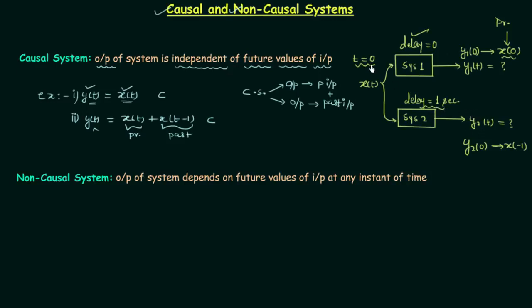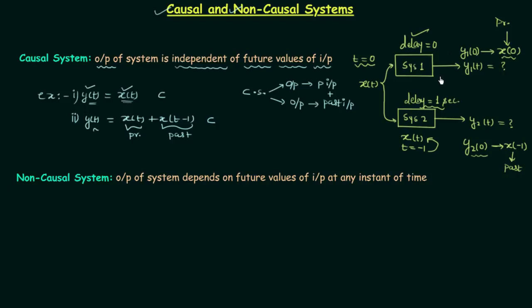And when t is equal to 0, actually the system is providing us the output which is based on this signal when t is equal to -1. 1 second prior to 0 is t equal to -1. So we will have the output based on x(-1) when t is equal to 0. So the present value of output is dependent on the past values of input.